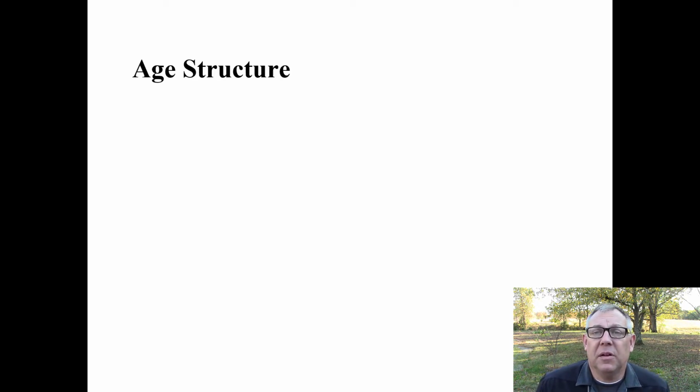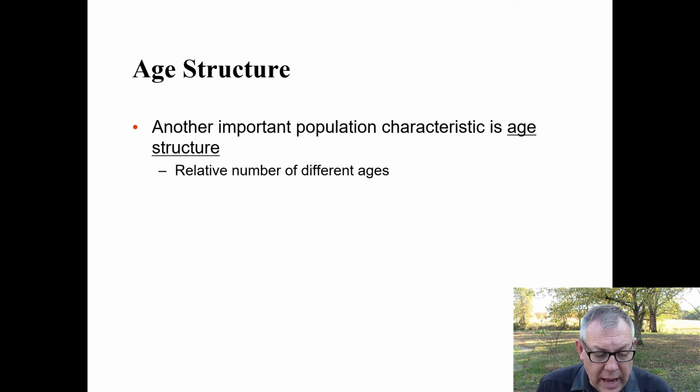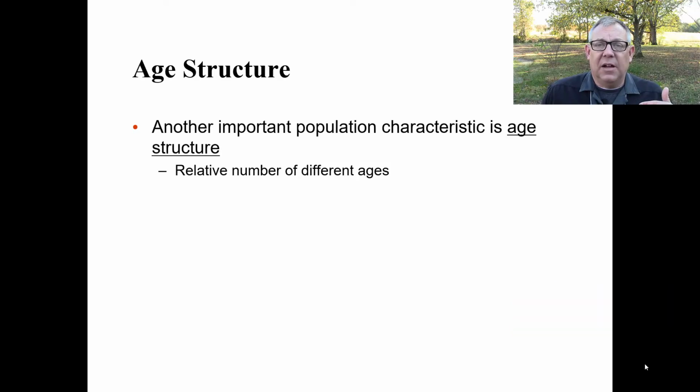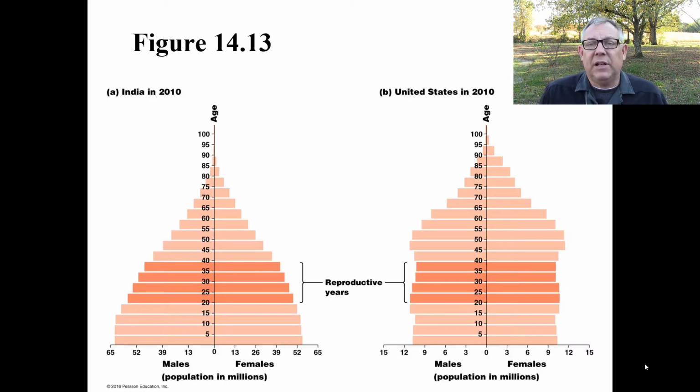Okay, another characteristic that populations have is age structure. And age structure is just the relative number of the different ages or the different age classes. And also when we do age structure, we usually break it down into males versus females. And so it's often graphically depicted in sort of a graph, something like this. So here's a figure from your book.